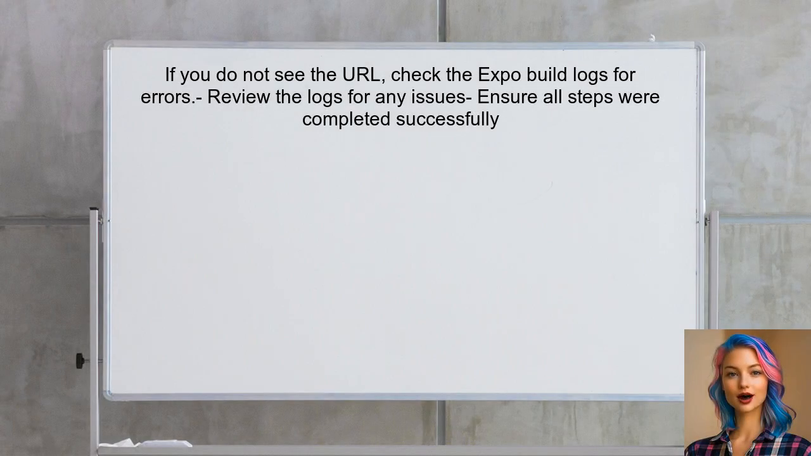This URL will point to the generated .apk or .ipa file, which they can download directly. Finally, if the user does not see the URL, they should check the Expo build logs for any errors. This can help identify if there were issues during the build process.